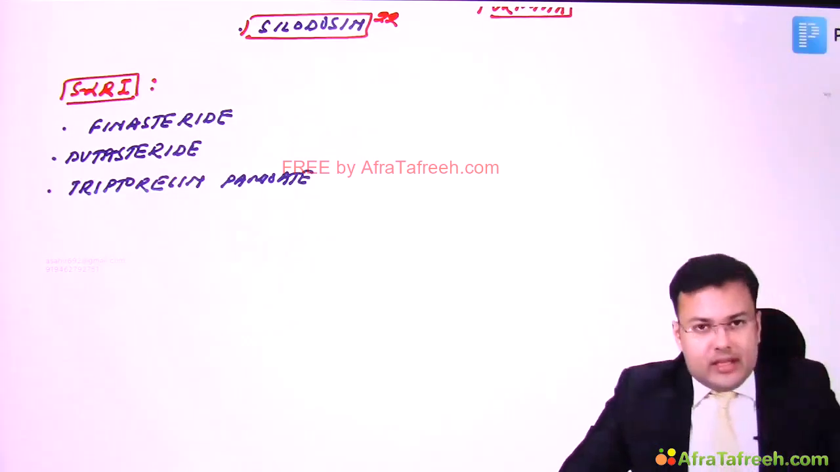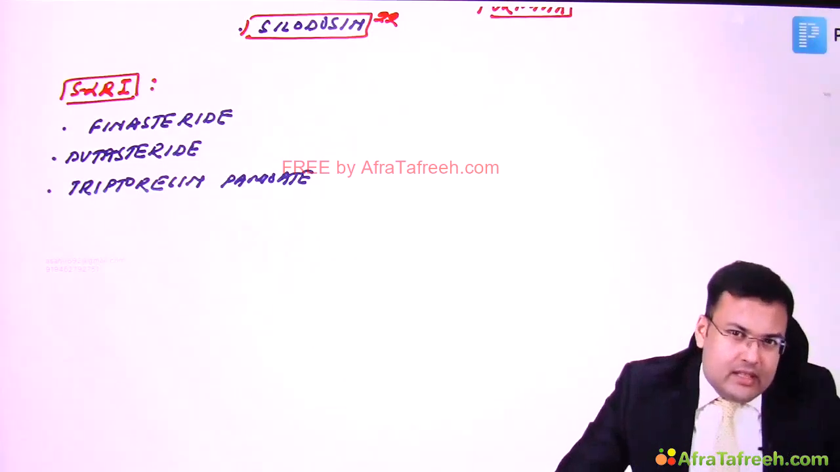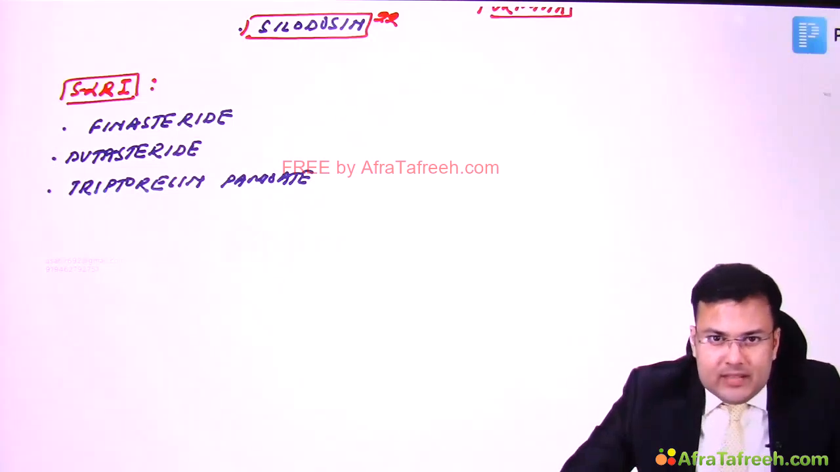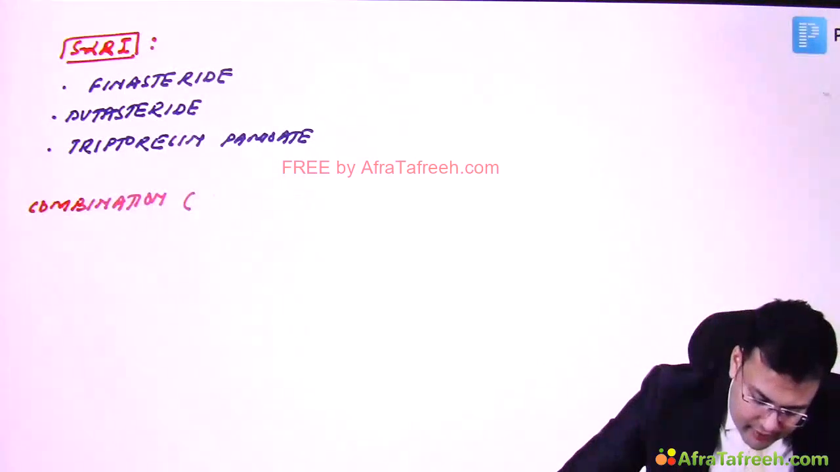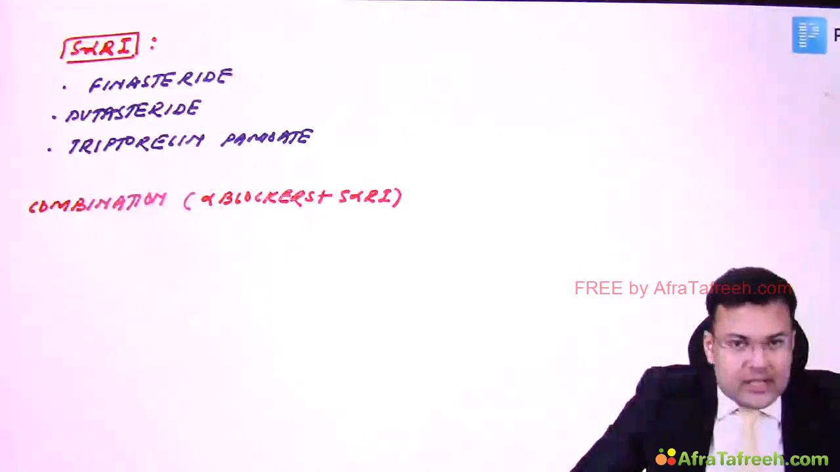Clear? In certain patients, we give combination also. You must be knowing that there is a drug available in the market by brand name Urimax D. Urimax means tamsulosin, D means dutasteride. So the third strategy is we give a combination of alpha blockers plus 5-alpha reductase inhibitors. And this question is asked in exams.